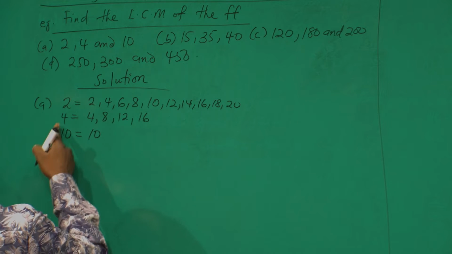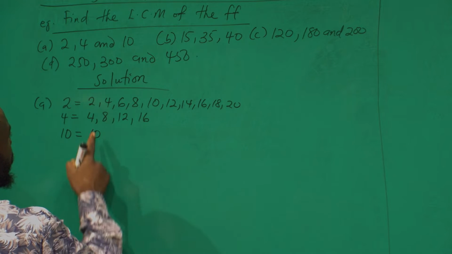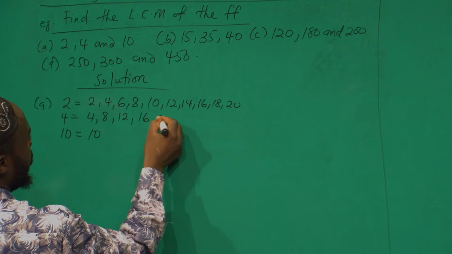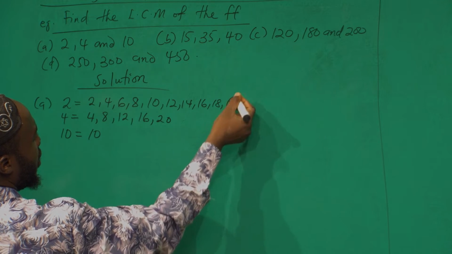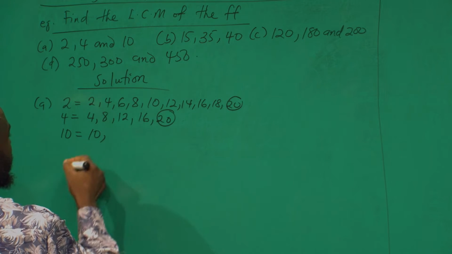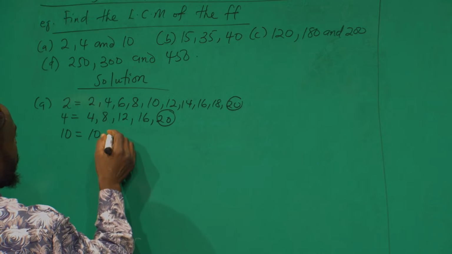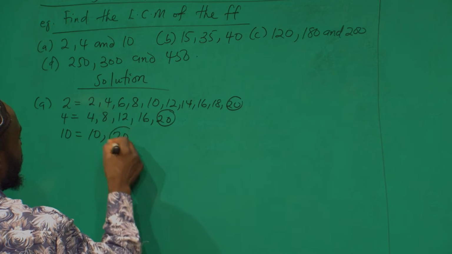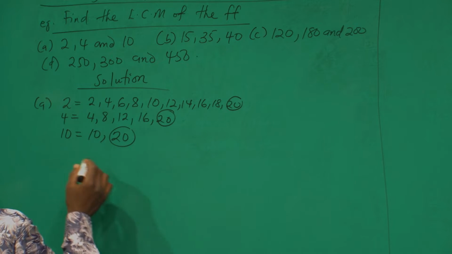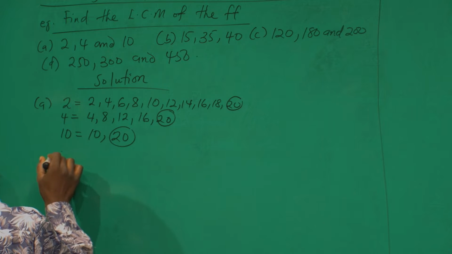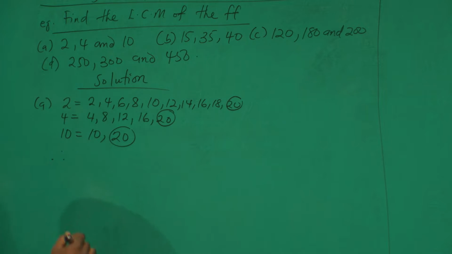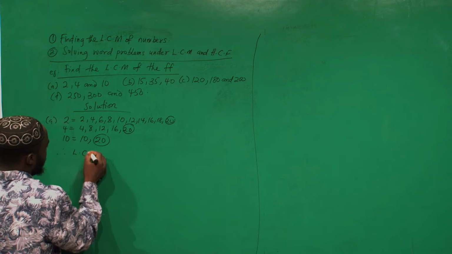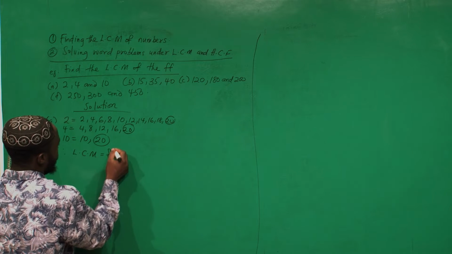Now, let's continue the 4 also. 16, 20. There is 20 here. There is 20 here. Then 10, 20. And there is another 20 there. Then we can stop and write, therefore, the LCM is 20.